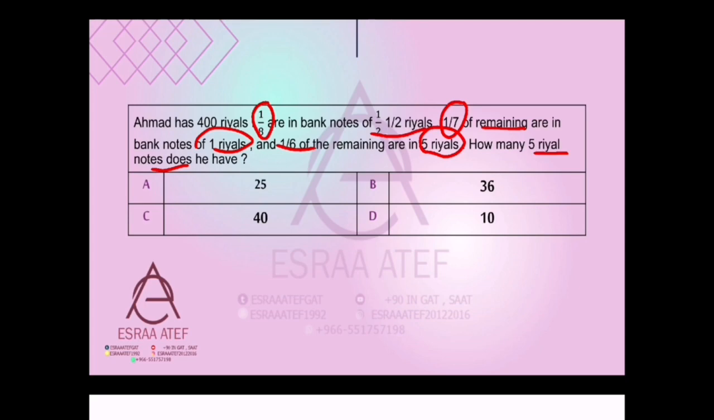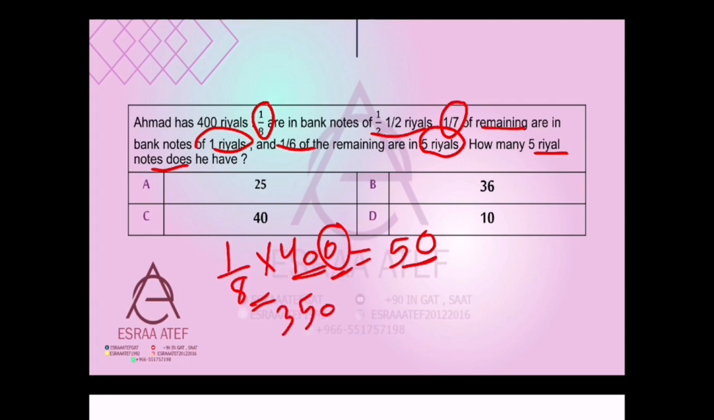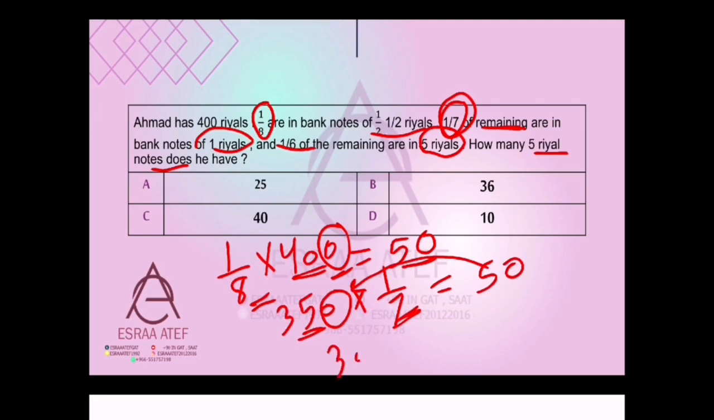Okay, how can we get it? First, we have 1 over 8 of the 400, which means 40 divided by 8, which is 5, and we have 0, so it will be 50. Then the remaining is 50 from 400, which is 350. 1 over 7 of the remaining 350 is 1 riyals, so times 1 over 7. 35 divided by 7 is 5, and we have 0, so it will be 50. So when we take 50 from 350, the remaining is 300.